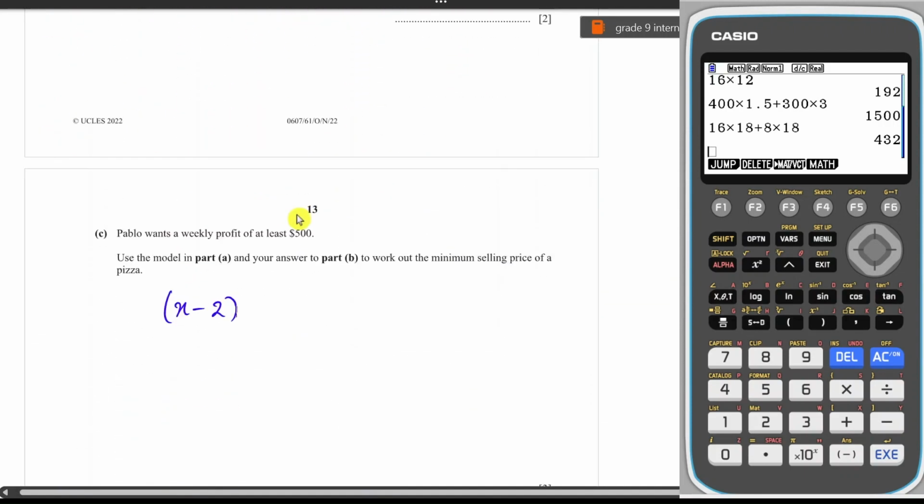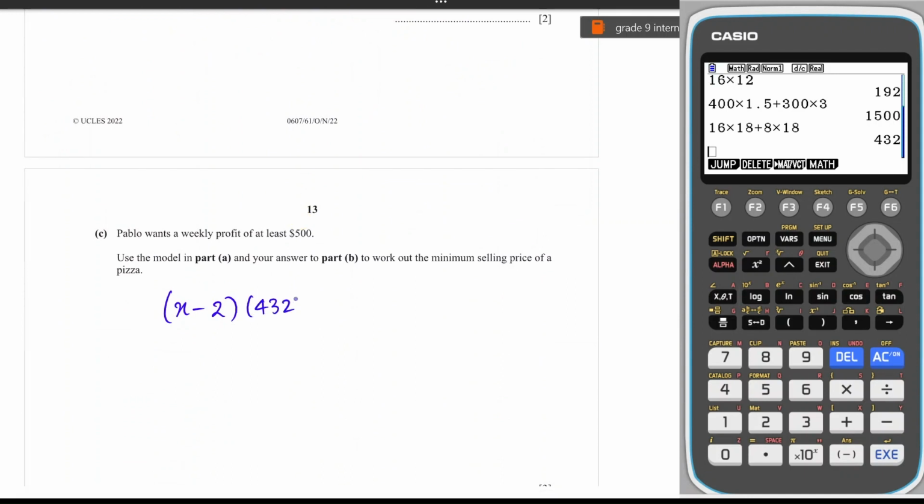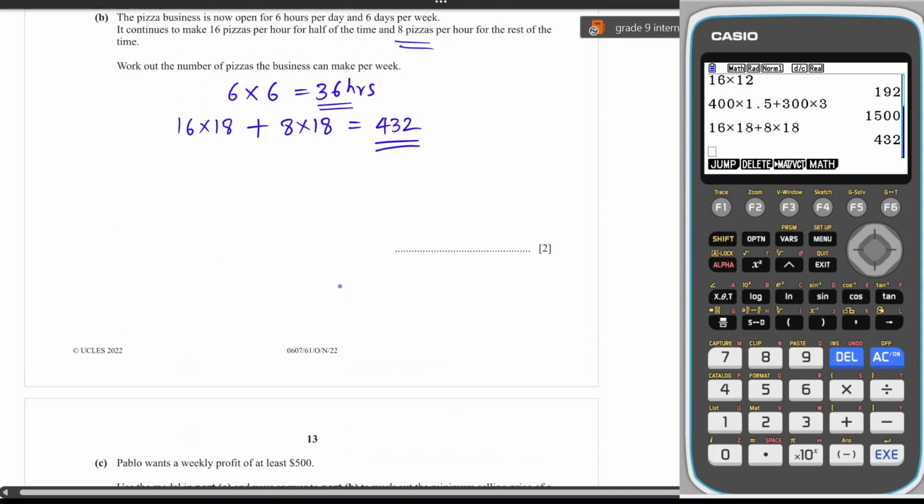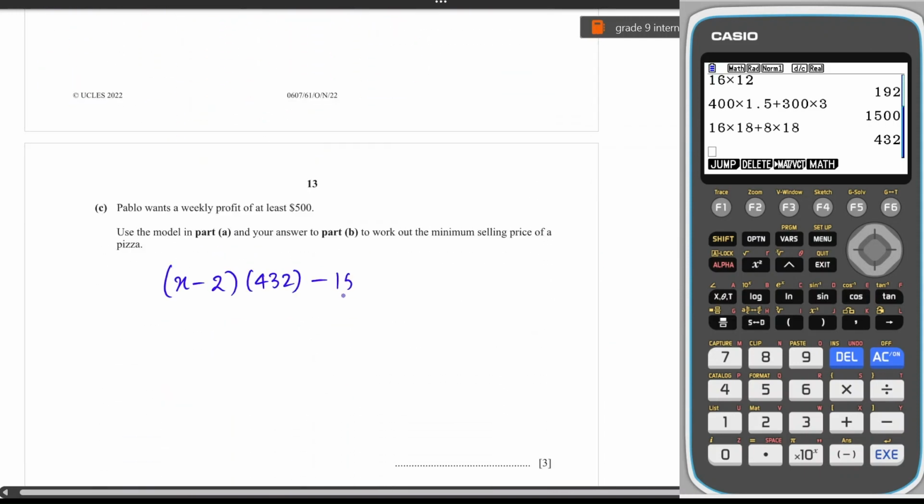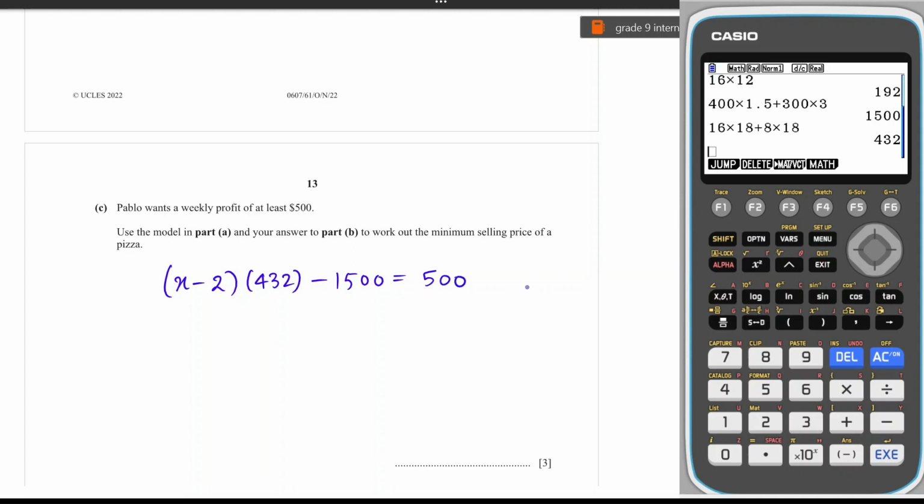So it will come out to be x minus 2 into n, which was 432. So 432 into 432 minus 1500, which is my model here, 1500. This should be equal to 500. So if I solve this further, I will get my x is equal to, you can just see this is 2000, 500 plus 1500, that is 2000, and 2000 upon 432 plus 2.